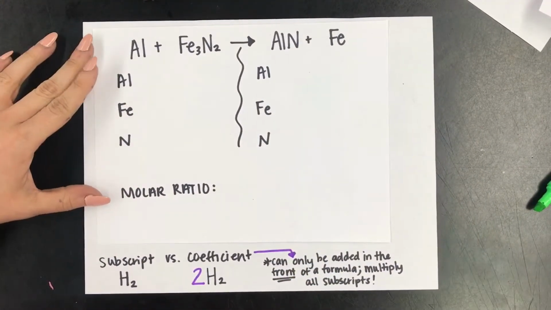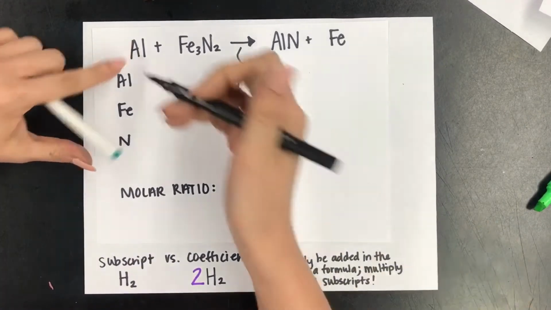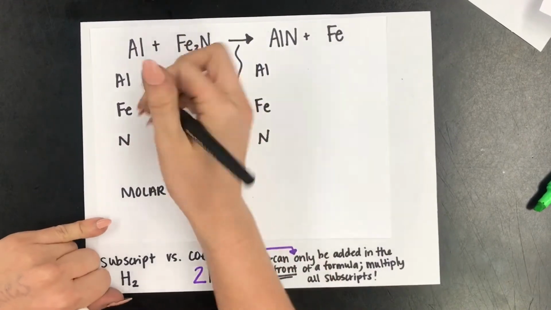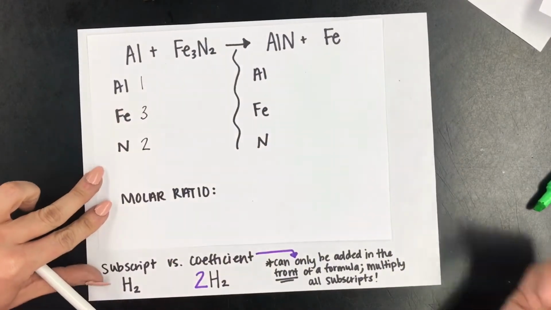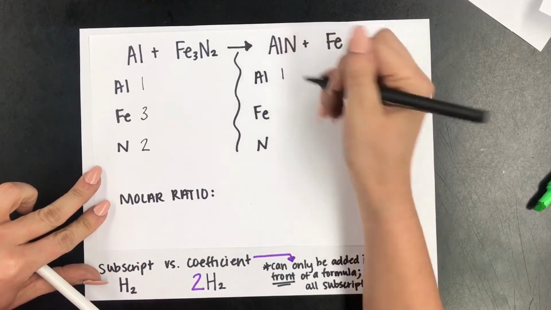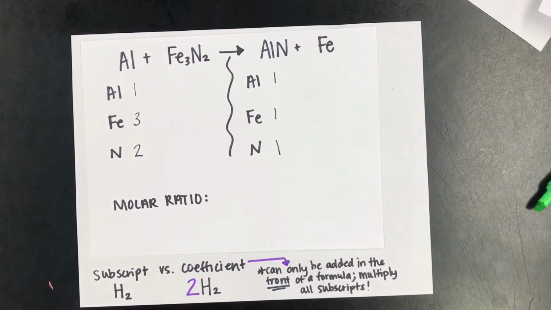Okay, so my first step, I'm only going to list what is there. Aluminum, 1. Iron, 3. Nitrogen, 2. On this right-hand side, everybody's a 1. So you have a couple of places that you can start.